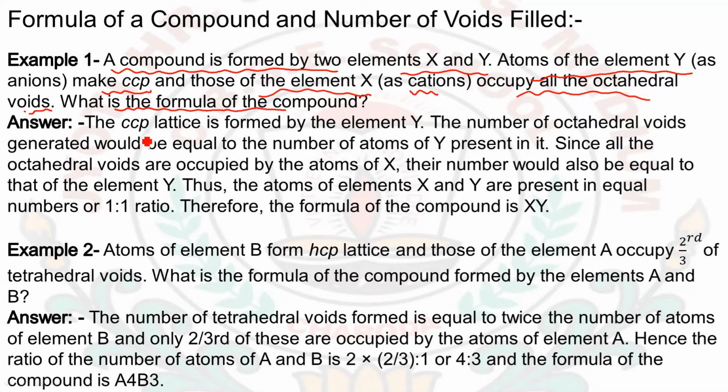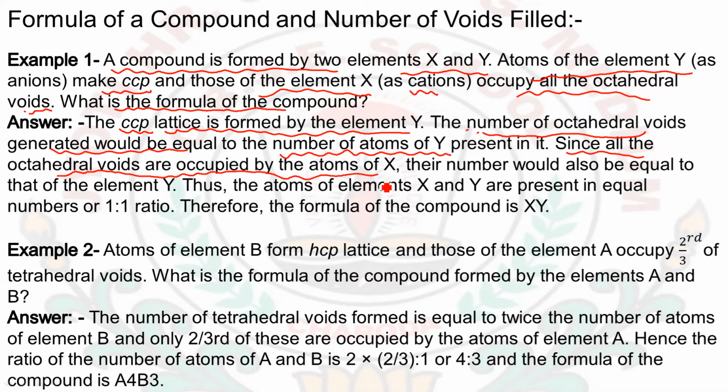First, the CCP lattice is formed by the element Y. Which type of lattice has been formed by element Y? It is forming a CCP lattice. The number of octahedral voids generated would be equal to the number of atoms present in the Y layer.